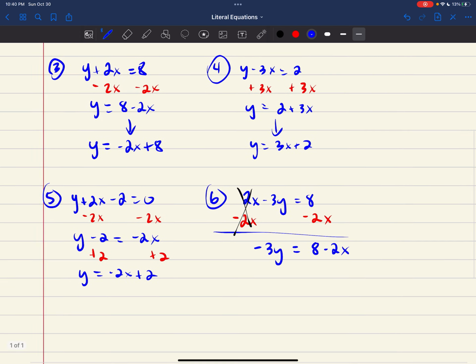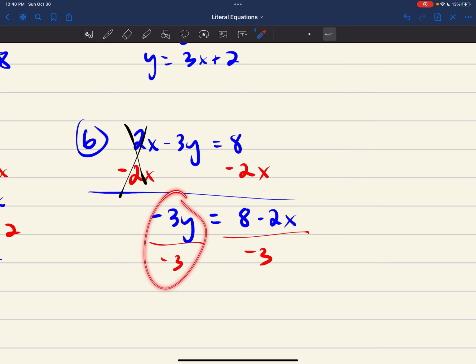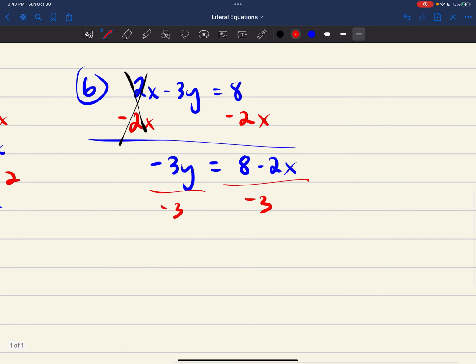Okay? So, let's go ahead and divide both sides by negative 3, because remember, negative 3y is the same thing as negative 3 times y. The opposite of multiplication is division, so I need to get rid of this negative 3y. So, what am I left with? I'm left with negative 3y divided by negative 3. Negative 3 divided by negative 3 is going to be positive 1. So positive 1 times y is just y. And then I'm left with this.